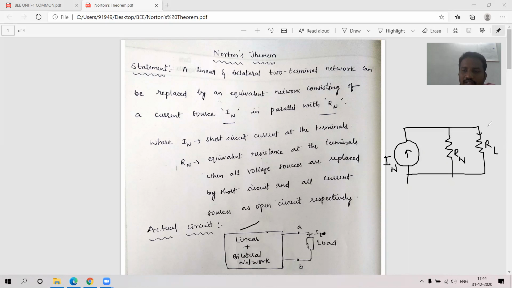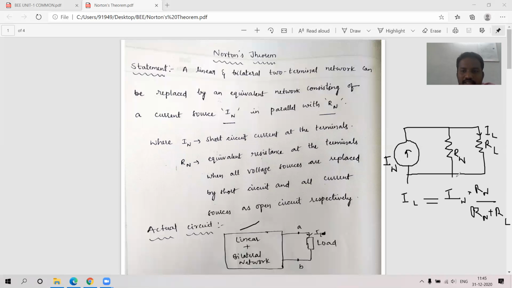So we need to find the response. What is the response we are going to find? We are going to find the current through this load branch. By using current division, we get the value. After simplifying this complex circuit into the Norton circuit, I can get the value of current IL by using current division. What is current division? IL is equal to the total current, which is IN, the short circuit current, times the opposite resistor divided by the opposite resistor plus the load resistor. So this is the formula we need to write for finding the current through IL.